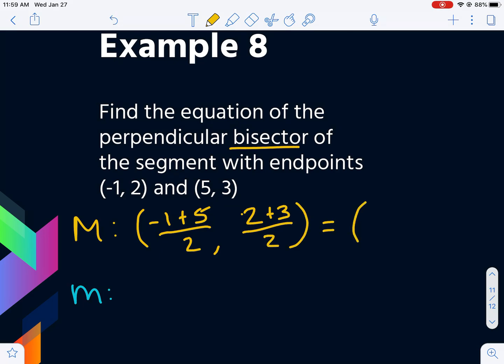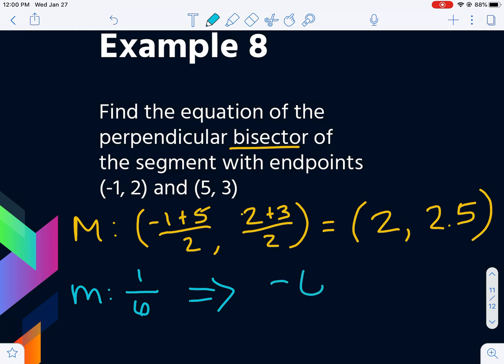Negative 1 plus 5 is 4. 4 divided by 2 is 2. 2 plus 3 is 5. 5 divided by 2 will be 2.5. My slope then, I'm going up 1. Negative 1 to 5, I'm going up 6, which means my perpendicular slope will be negative 6.